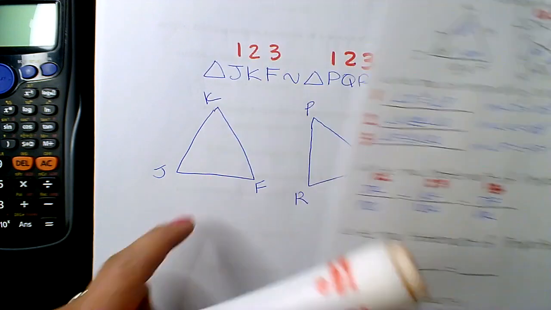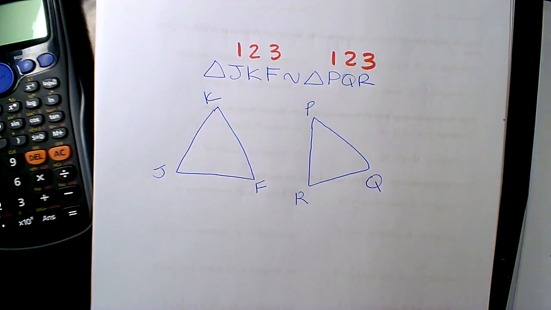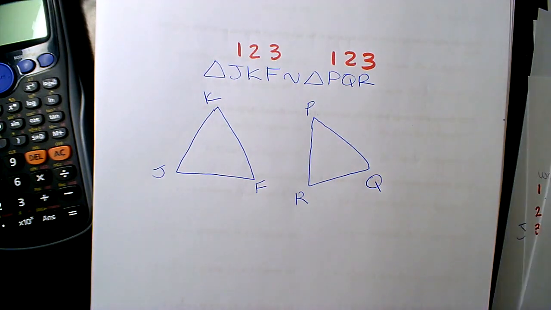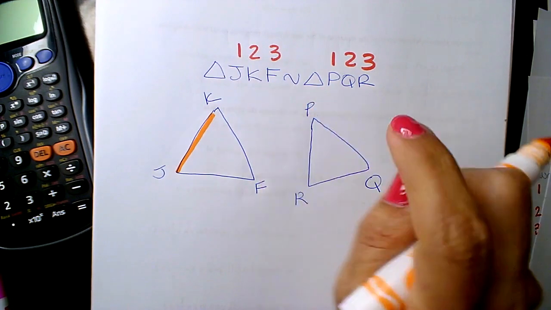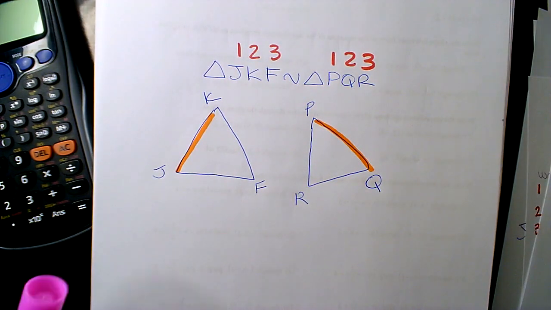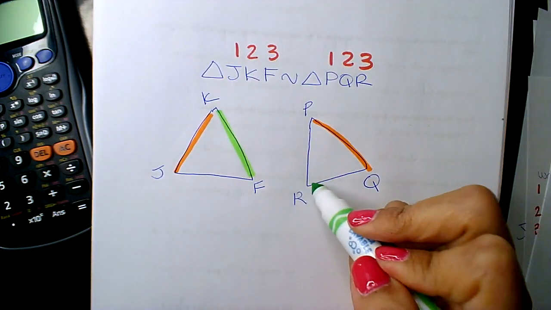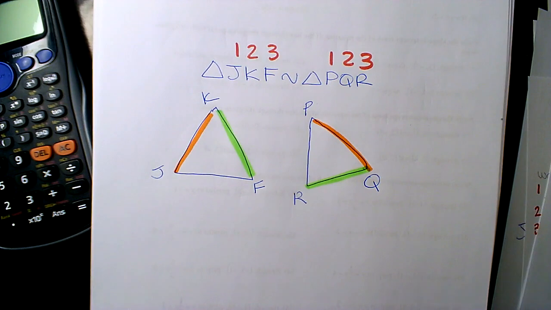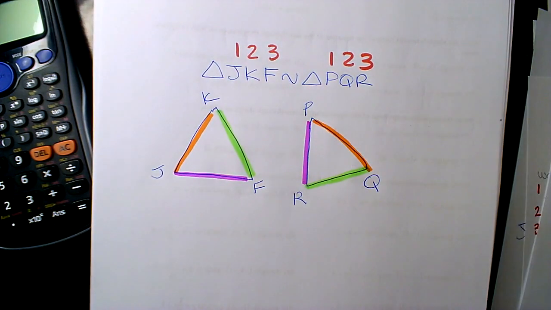So JK, PQ, what color am I going to use? We'll use orange. Okay, so JK goes with PQ. Green. KF goes with QR. And JF goes with PR.